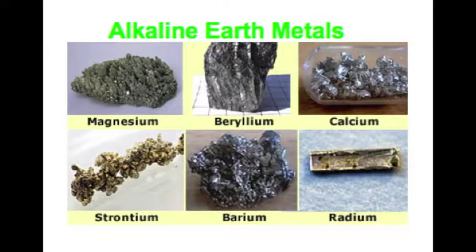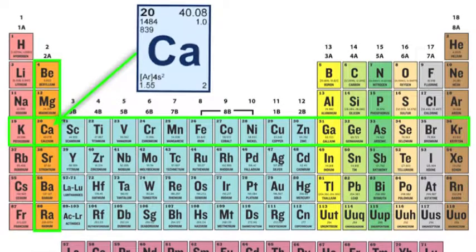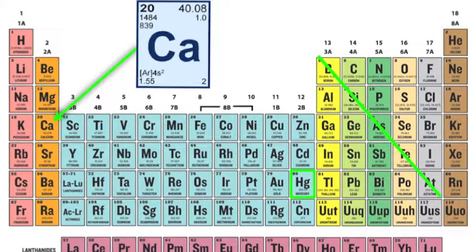First of all, because it's in the second column, we know that calcium is an alkaline earth metal. These metals are a very reactive group of elements, second only to the alkali metals. Alkaline earth metals also have relatively low densities, melting points, and boiling points. Two other things that you can tell from calcium's location on the periodic table are that A, it's a metal, and B, it's a solid at room temperature.